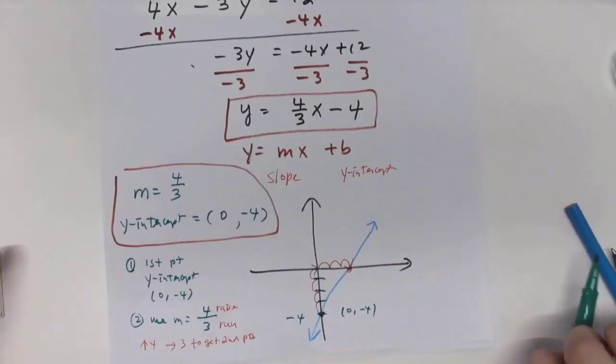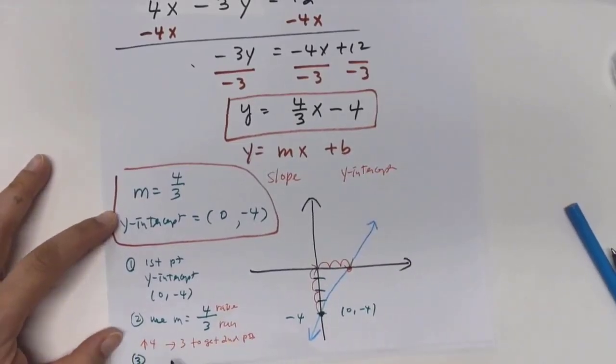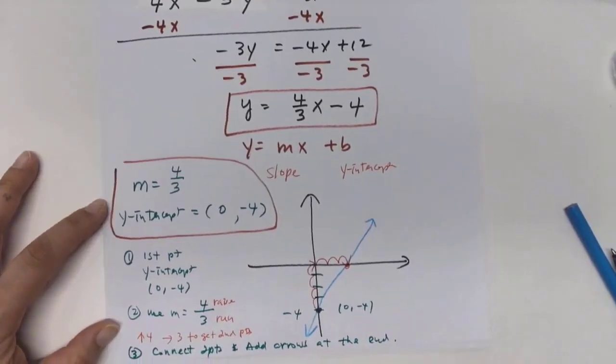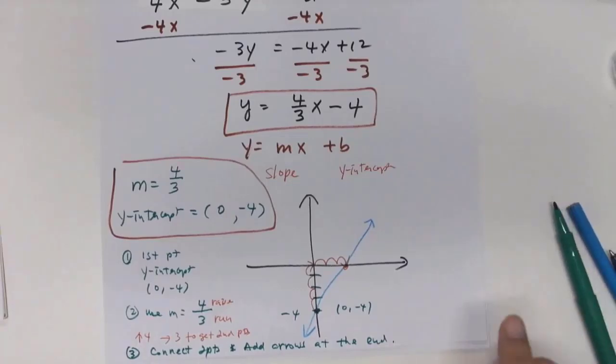My line's not very straight. So the third step is to connect the 2 points, and then you add arrows at the end. Are we okay for the first one? I don't think you two did well on this particular question, so make sure you practice it, okay? Solve for y, using the y-intercept and the slope to form that line. So look at this again and see if you have any questions before we move on.